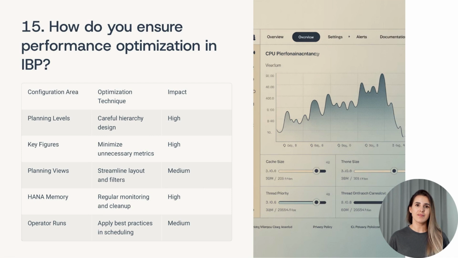15. How do you ensure performance optimization in IBP? Performance tuning in IBP involves careful configuration of planning levels, reducing unnecessary key figures, optimizing planning views, and using filters wisely. Also, monitoring HANA memory consumption and using best practices in operator runs help maintain performance.